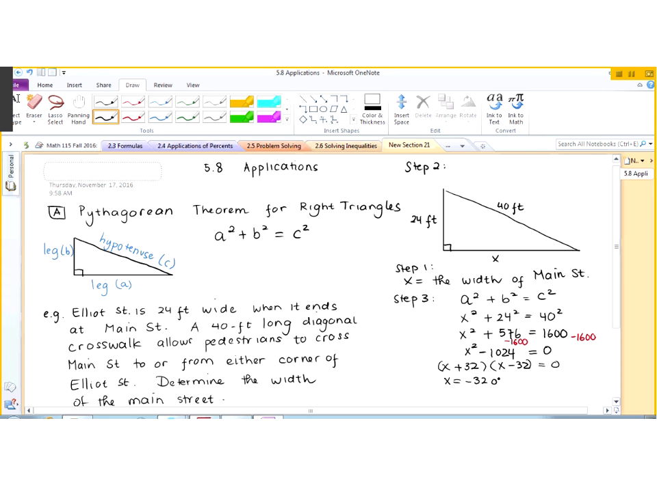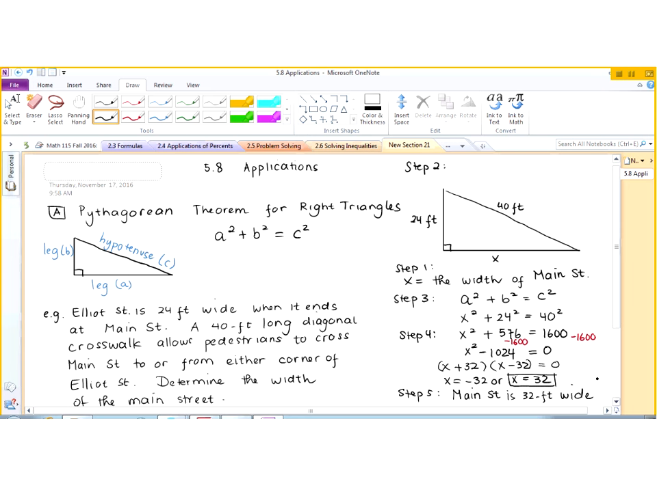So what is X equal to? X is negative 32 or X is equal to 32. Which one? Can it be negative? No, it has to be positive. So this is step 4. Step 5, write your answer. It has to relate to the context: Main Street is 32 feet wide. Is it easy?